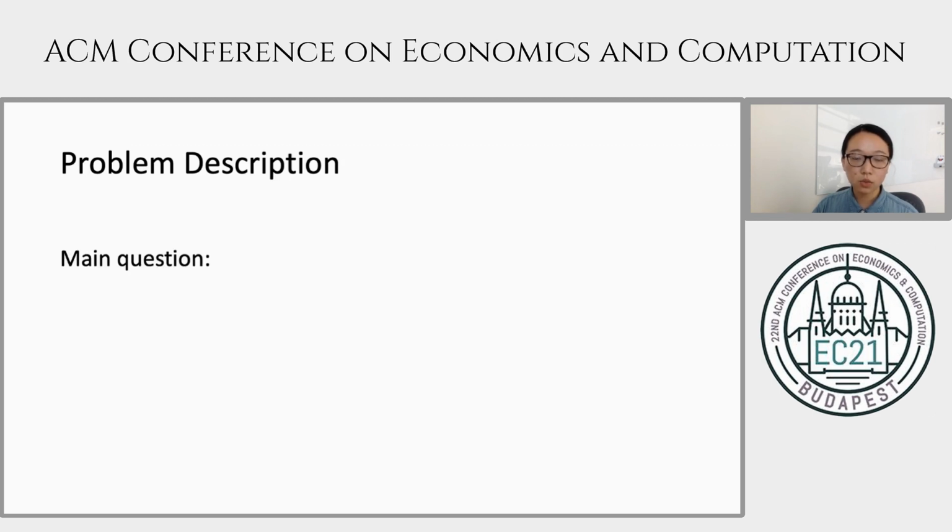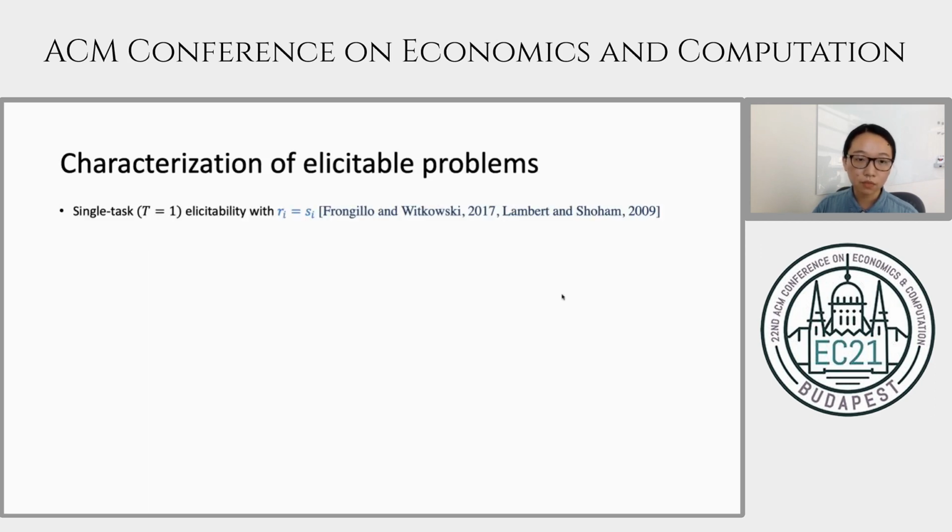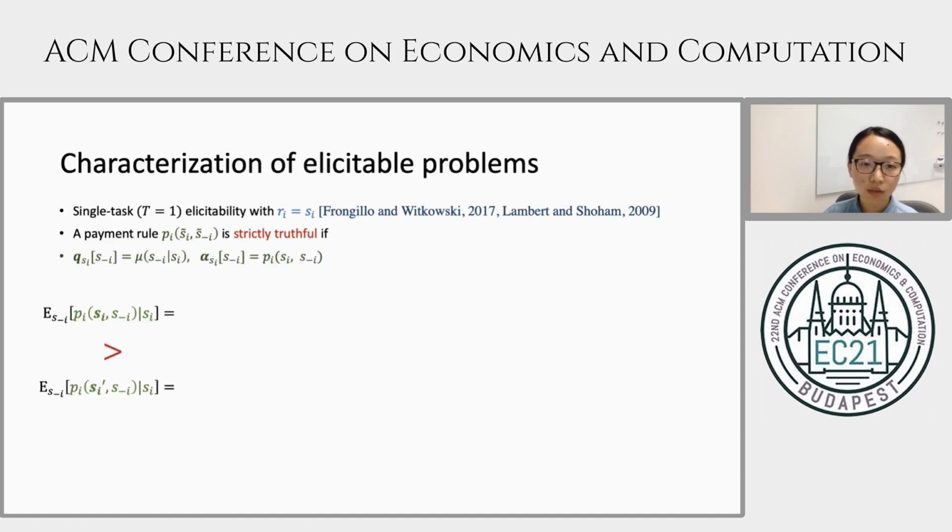So the main question we want to answer is, when is a multitask peer prediction problem elicitable by scoring mechanisms? This question has been studied in a single task setting, when the designer directly elicits everyone's private signal. So let's consider an arbitrary payment rule π. This payment rule π will be strictly truthful if for any participant i, his expected reward when he truthfully reports s_i is strictly higher than that of misreporting any other s_i'.